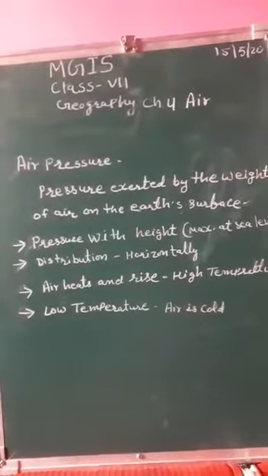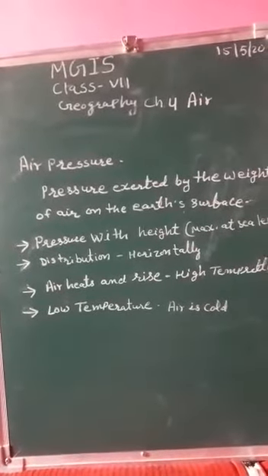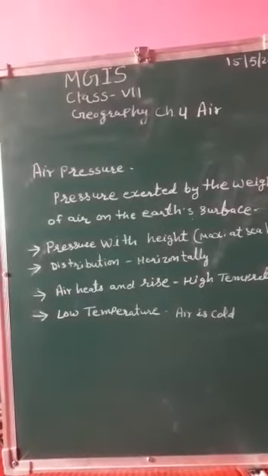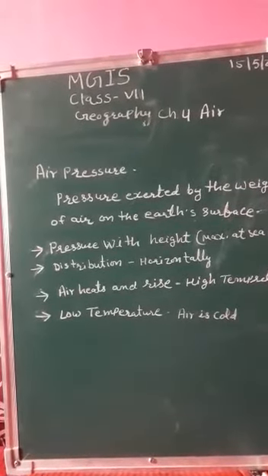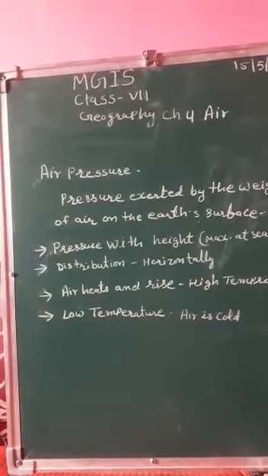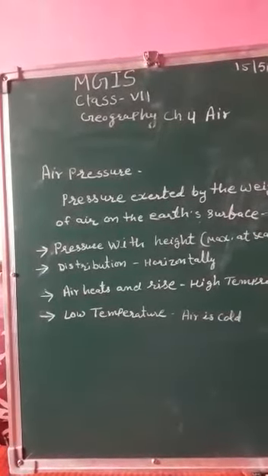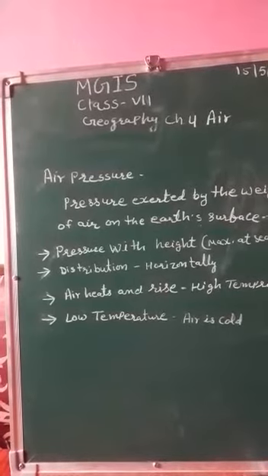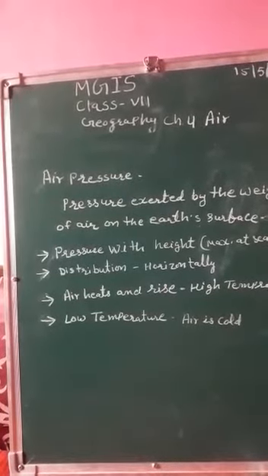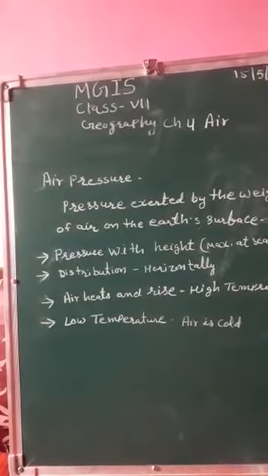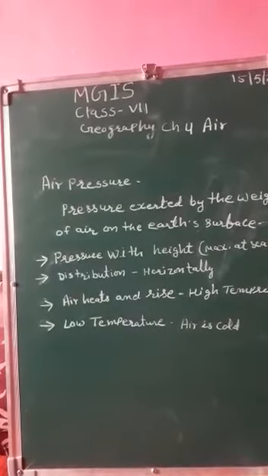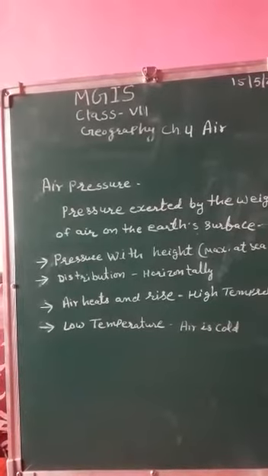I am repeating about air pressure with simple sentences. Air pressure is defined as the pressure exerted by the weight of air on the earth's surface. Horizontally, the distribution of air pressure is influenced by the temperature of air at a given area. Where temperature is high, the air gets heated and rises, which creates a low pressure area.